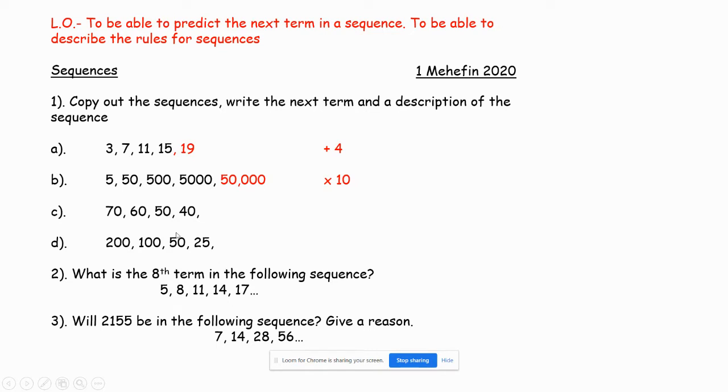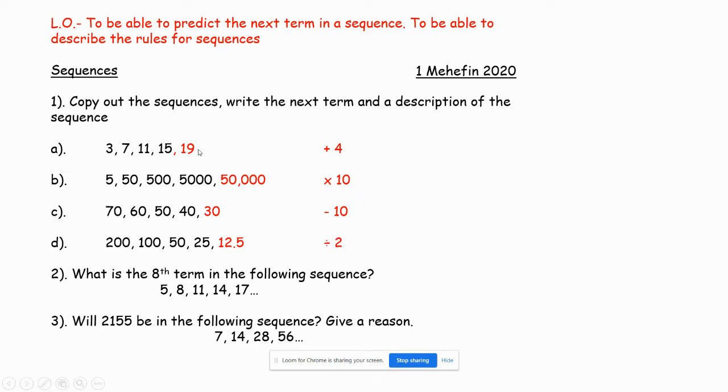Okay. Then the next term, again, it's fairly straightforward to see that the next number is going to be 30. It's just going down in tens. So you could say in words going down by 10, but we can just say subtract 10, and that's going to be the easier way of saying it. And then this last one here, so it's halving each time. So half of 25 is going to be 12.5. And another way of saying halve it is divide by 2.